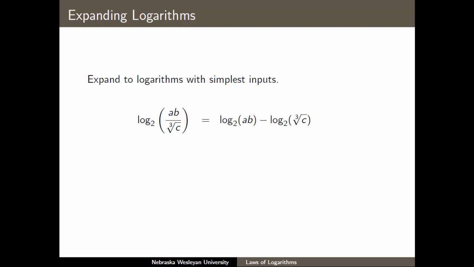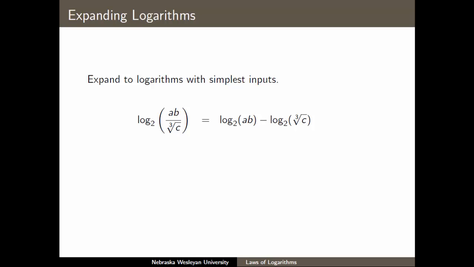So if I apply the law that has to do with division, it said that the log of something divided by something else is the difference of those two logs. So I have log of AB, that's the numerator, minus the log of cube root of c, which is the denominator. Now I have two slightly simpler logarithms, and I can see if I can expand those further.